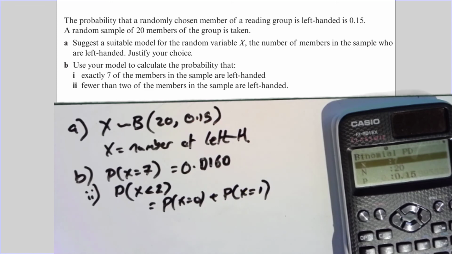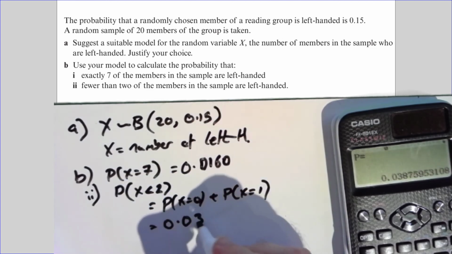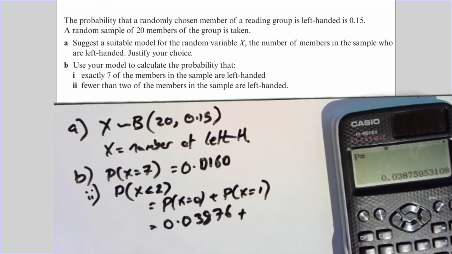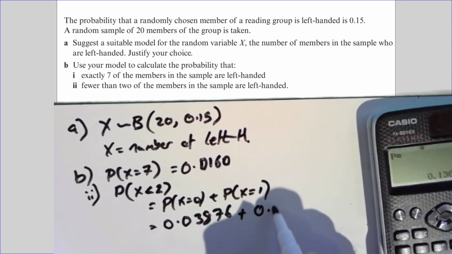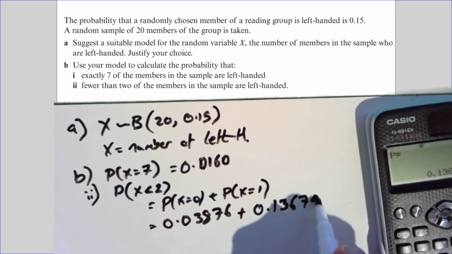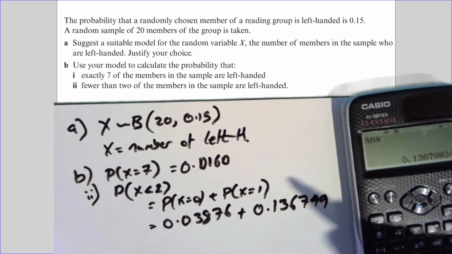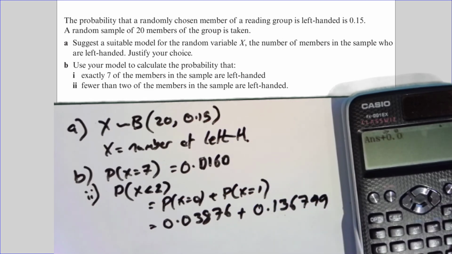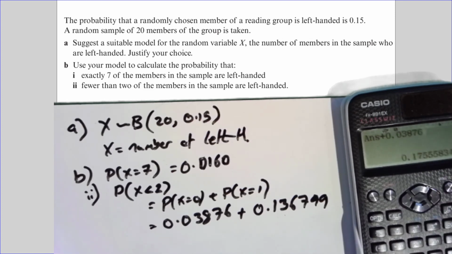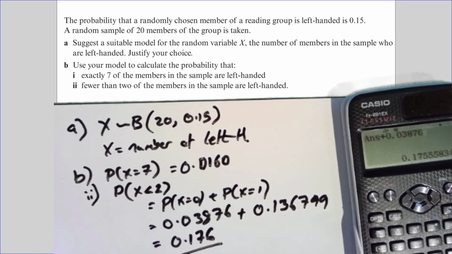To work these things out, we're going to go back to our probability calculator. We're going to put in 0 to work out the probability of no successes with 20 tests. So this is 0.03876 plus the probability for 1 success is 0.136799. Going back to normal mode on our calculator, that's the second one here, so I'm going to add on my 0.03876, press equals to get my total probability here of 0.176 to 3 significant figures.